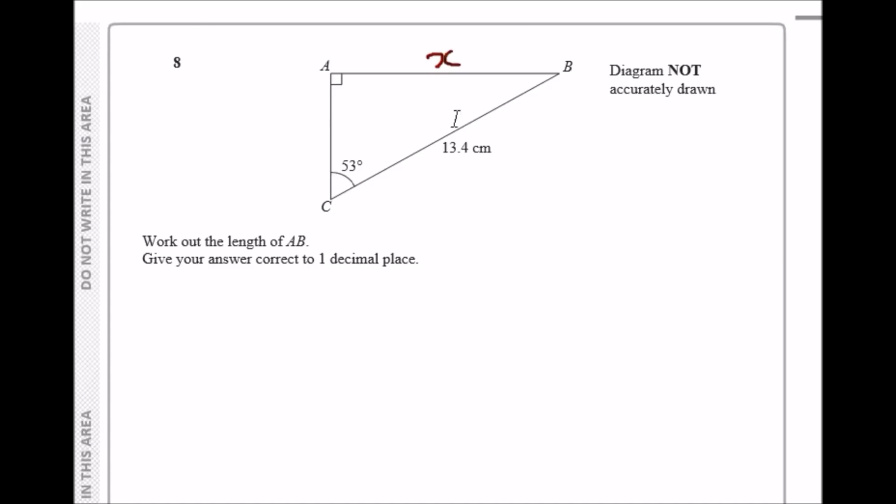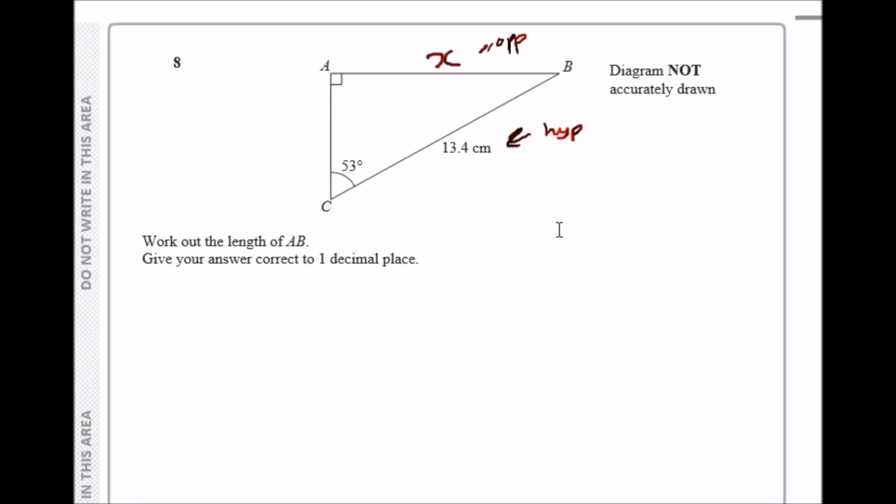Easy way to do this, let's start labeling sides. Every time we're dealing with a certain angle, the length opposite it is always known as the opposite. So this x here is known as opposite. And the longest side is known as the hypotenuse. This side is known as the adjacent. AC is adjacent, but we're not interested in that.